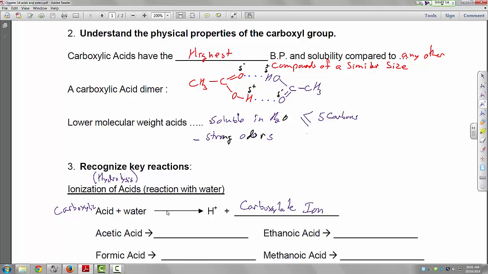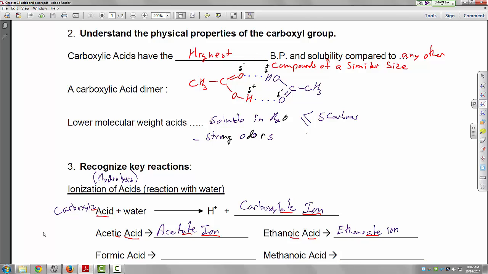So acetic acid becomes the acetate ion. Ethanoic acid, remember ethanoic acid is the IUPAC name for acetic acid. This becomes the ethanoate ion. So you can see here with the carboxylic acid, what we do is we drop the ic acid part and we add ate ion. Ethanoic acid becomes ethanoate ion.